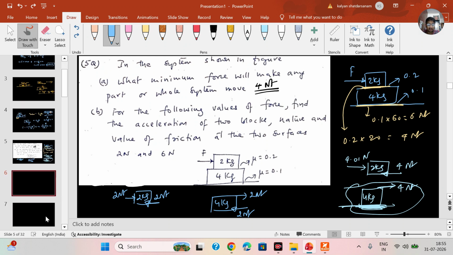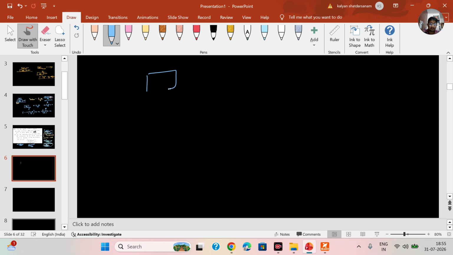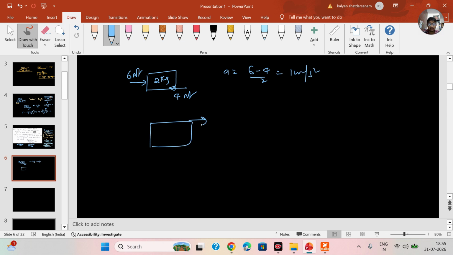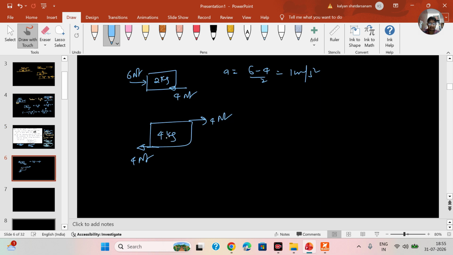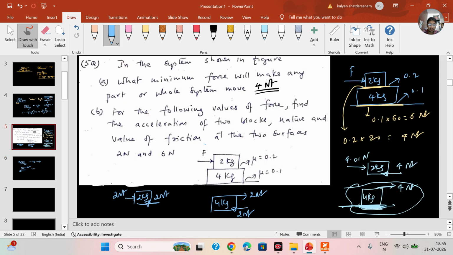What about 6 Newton? When you apply 6 Newton, the upper block, the 2 kg, moves separately. The kinetic friction is 4. So what is the acceleration? 6 minus 4 by 2, 1 meter per second square. What about the lower block? It cannot move, because to break the bonds you need 6 Newton, whereas you applied only 4. So this acceleration will be 0. So that is when you apply 6 Newton.